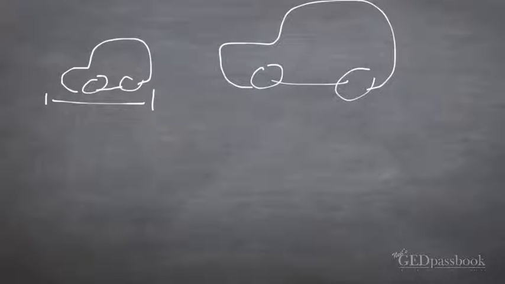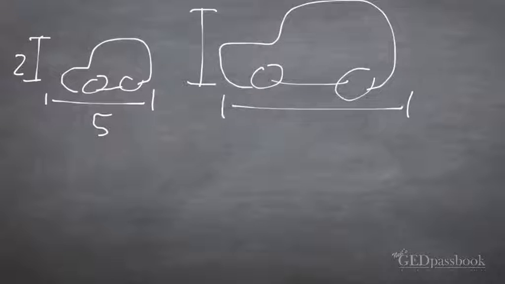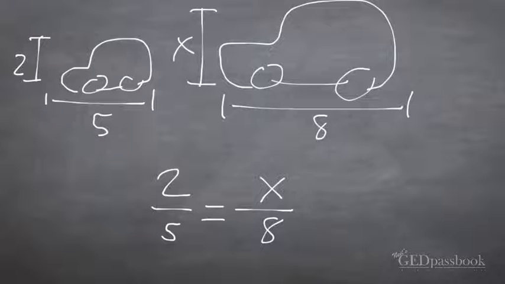If the length of the car is 5 inches and the height is 2 inches, and the length of the real car is 8 feet, it's kind of big. What is the height of the actual car? The hardest part is to set it up in proportion format. Proportion format being like that.